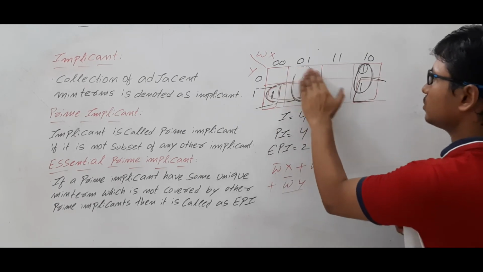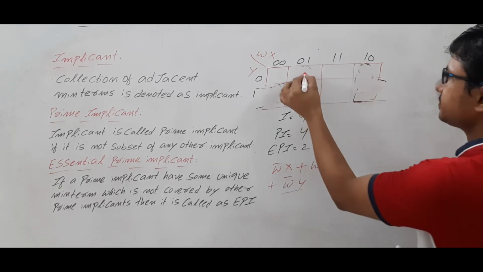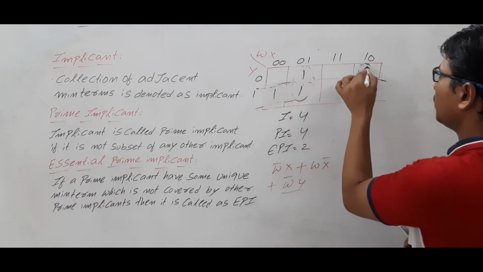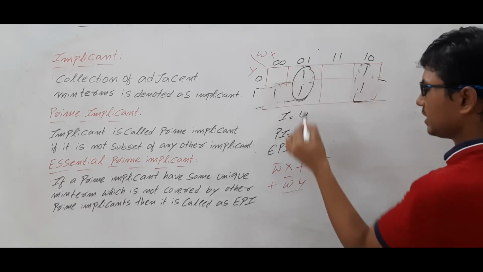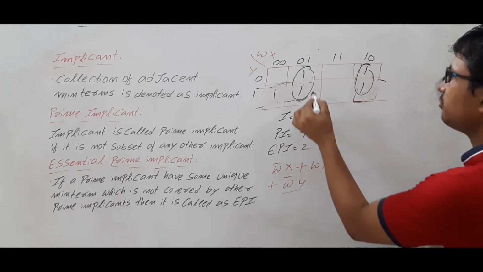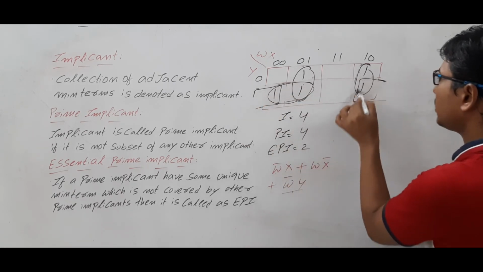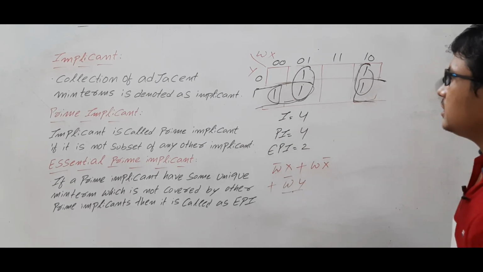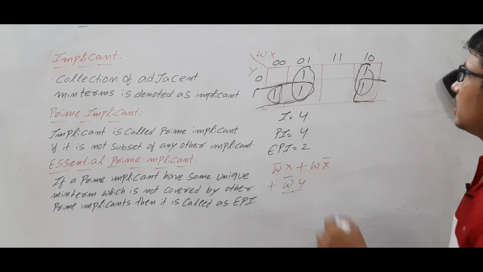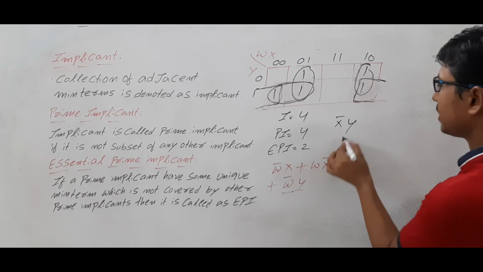Let me erase all these things so that you will understand in a better way. All these circles, okay, you have one is there. This one I have considered, I got this term. I have considered this one, I got this term. Now if I consider this one, I got this term. Then I need not consider this one. Am I right or wrong? Because already the ones are covered. Instead of this one, if I consider this one, what will I get? I will get X complement Y. Am I right or wrong?